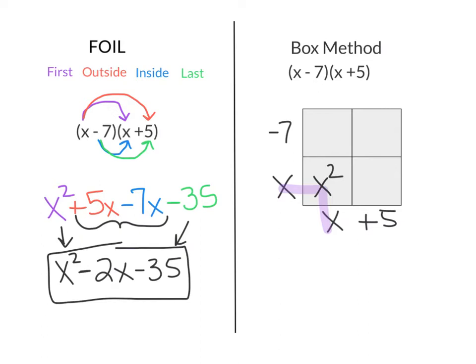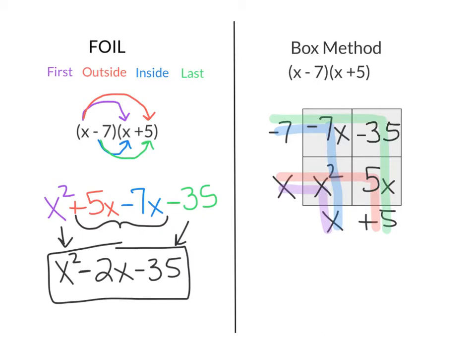Now we move over one box to the right. Here I can see that I'm multiplying x times 5, which is 5x. Then I move up to my top left box. Here I am multiplying negative 7 times x, which is going to give me negative 7x. And finally I move over to my last box. Here I am multiplying negative 7 times positive 5, which is negative 35.